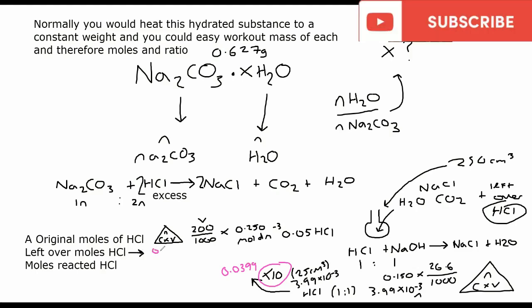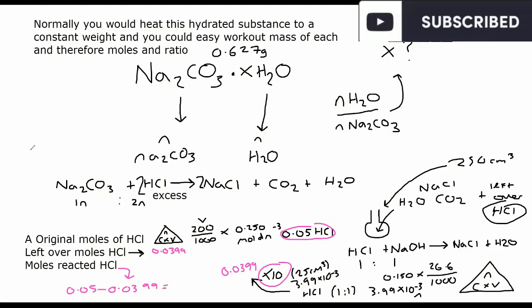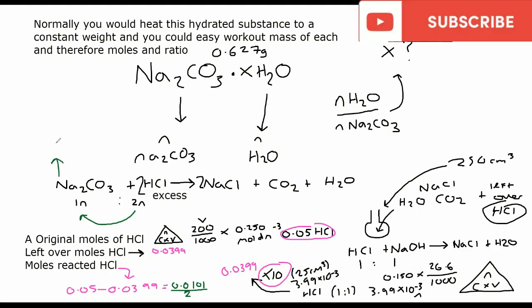So how many were used in the original reaction with sodium carbonate? Well, we take the starting moles of HCl, which was 0.05. We take away the leftover moles, 0.0399. And we find out that the amount of moles that reacted with the sodium carbonate was 0.0101. Now we need to divide that by 2, because remember in the original equation we worked out the ratio of HCl to sodium carbonate was 2 to 1. So we've now found out that we have 5.05 times 10 to the minus 3 moles of sodium carbonate.